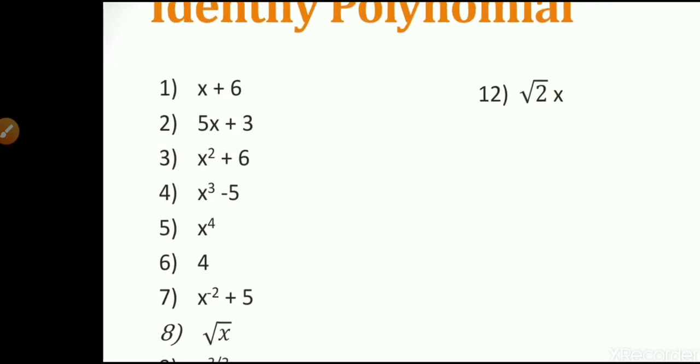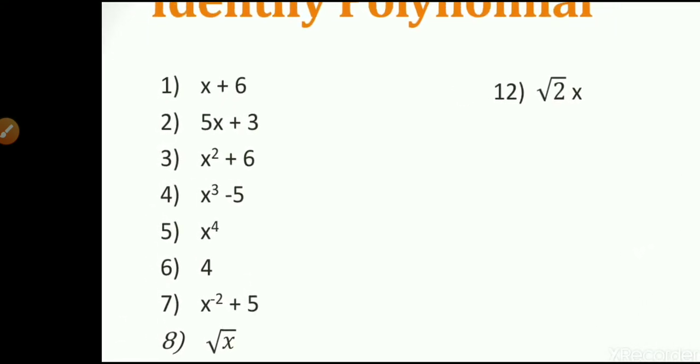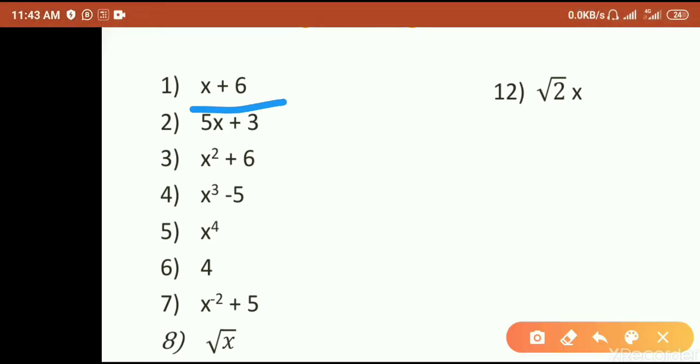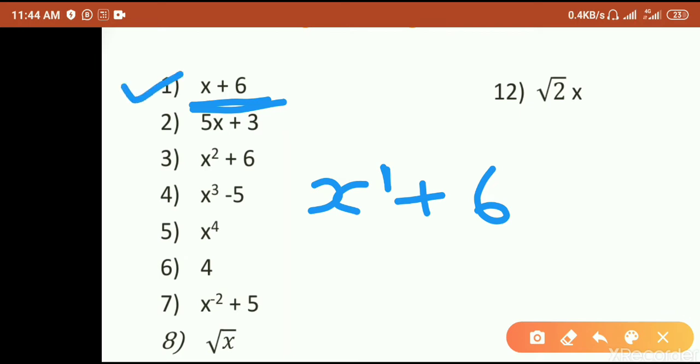Starting with the first one. What is your condition? The variable should have an exponent that is a whole number. Here, x plus 6, x has power 1. If they have not mentioned the power and only the variable is written, that means it is raised to 1. Now 1 is a whole number, so it's a polynomial. This first one is a polynomial. Now what about the second?